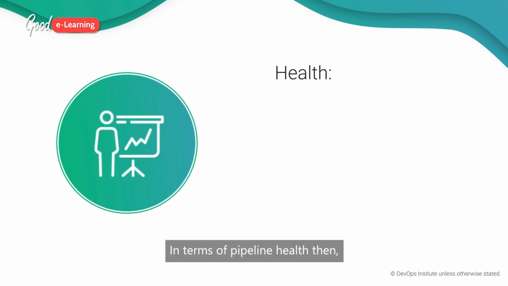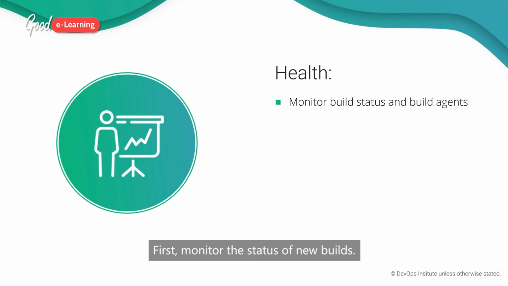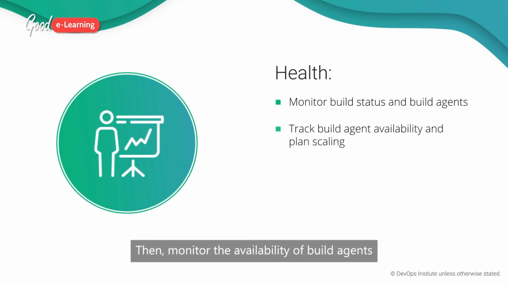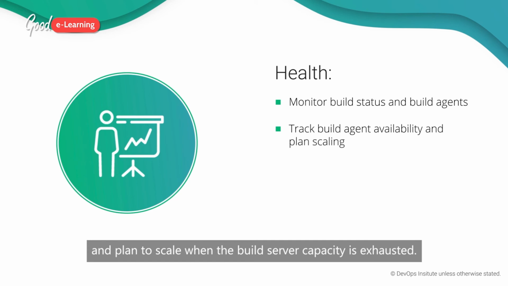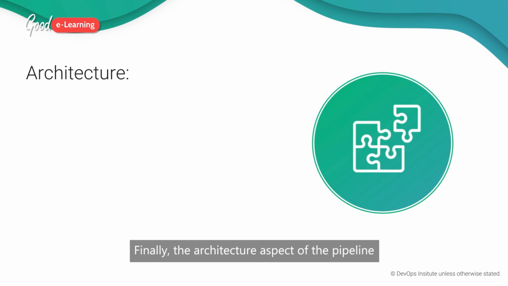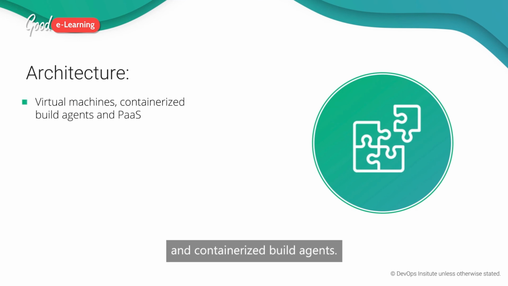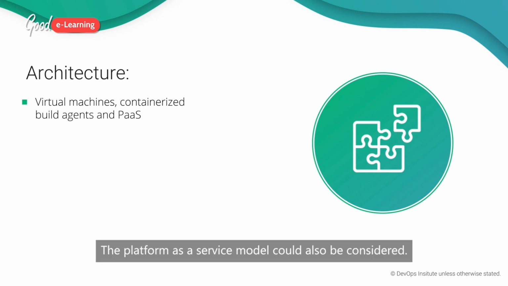In terms of pipeline health, it's best to factor in the following areas for monitoring as part of the DevOps pipeline plan. First, monitor the status of new builds. Then, monitor the availability of build agents and plan to scale when the build server capacity is exhausted. Finally, the architecture aspect of the pipeline covers areas such as virtual machines and containerized build agents. The platform as a service model could also be considered.